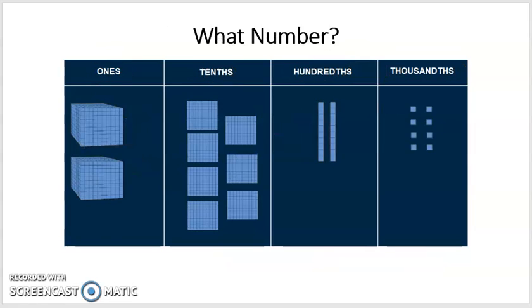So with that in mind, what number is this? If the 1,000 rather represents the 1, then what I have is 2 1s, and then I have my decimal point. I've got 7 tenths, 2 hundredths, 8 thousandths. So this representation of the decimal is the number 2.728.